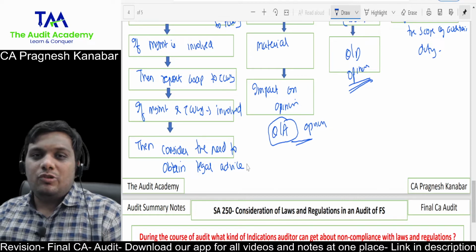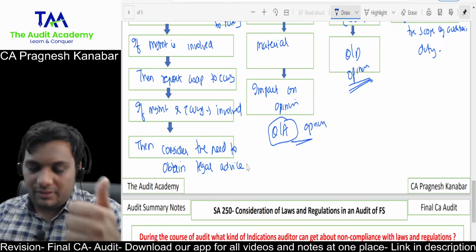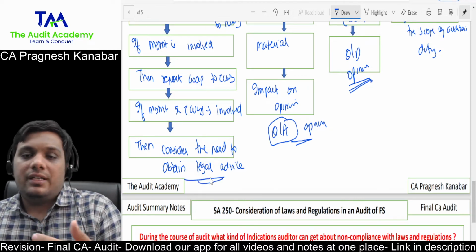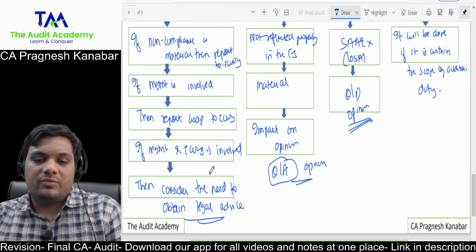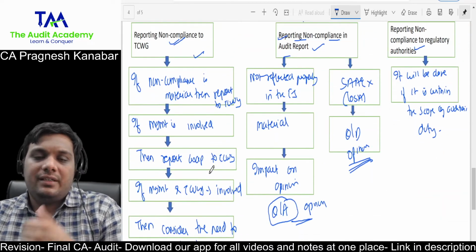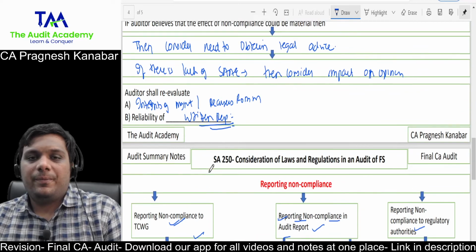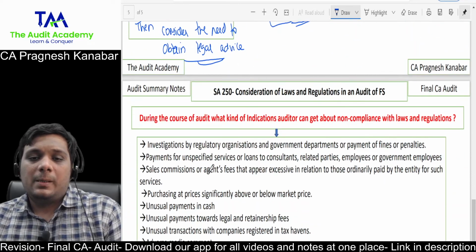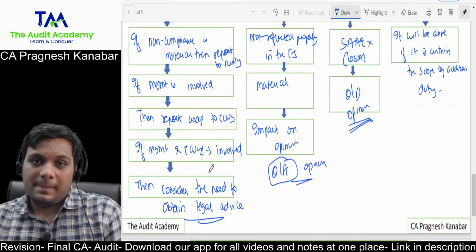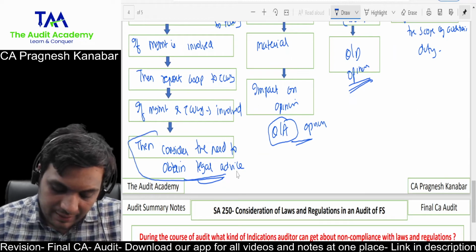Then consider the need to obtain legal advice. In such cases, the auditor may also consider withdrawal from the engagement. You need to obtain legal advice regarding what your responsibility will be over here. Now, listen. Why did I say consider the need to obtain legal advice?